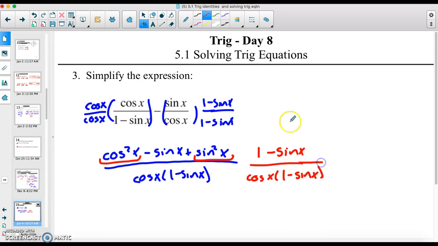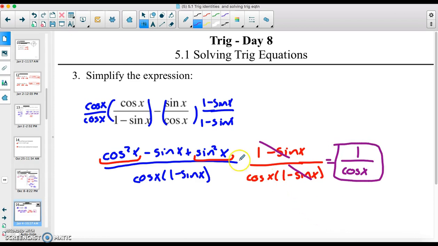The top and the bottom share something. So I can simplify these. So I'm left with 1 over cosine x. And I would leave it like that, because usually you want things in terms of sine or cosine.